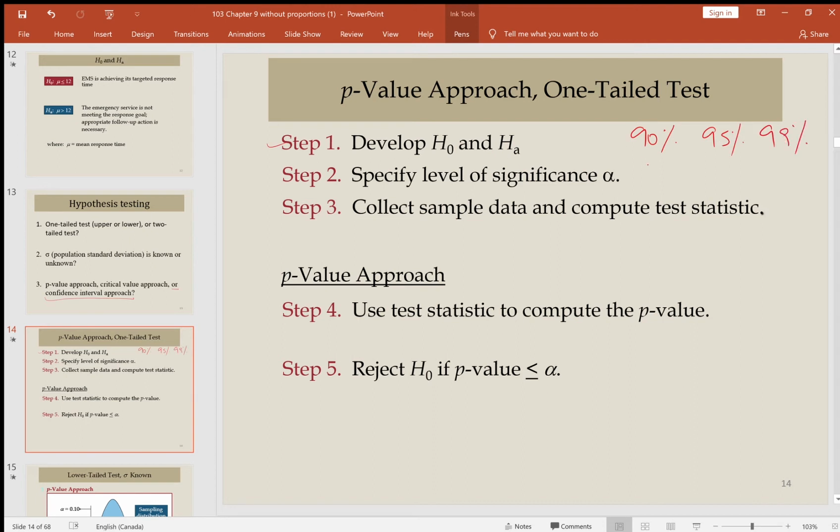So alpha levels are, when it's 90%, then alpha level is 10%. For 95%, alpha level is 5%, and for 99% confidence level, alpha level is 1%. These are the three common alpha levels that we'll be using. Of course, collect sample data and compute the test statistic, which I told you is the Z or the T score. We use that to compute the p-value and then reject null if p-value is less than or equal to alpha, as we saw in the beginning.